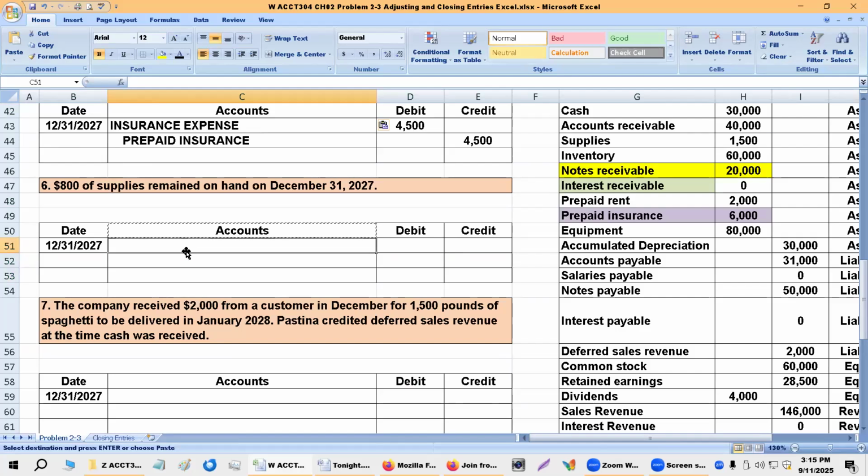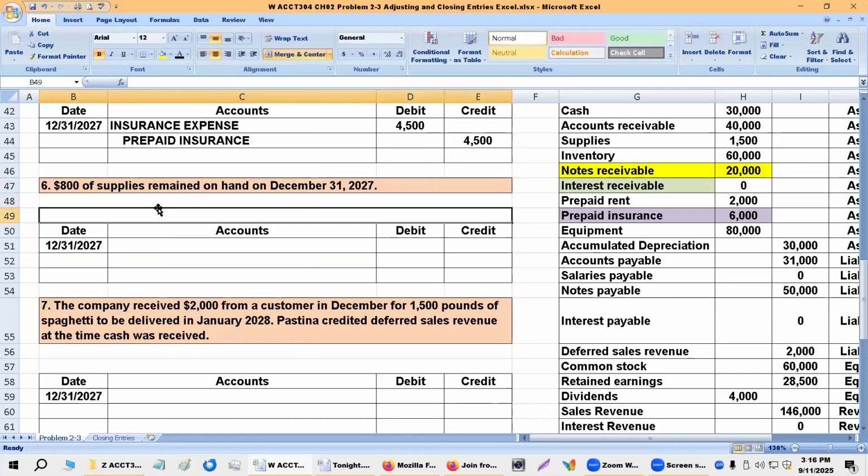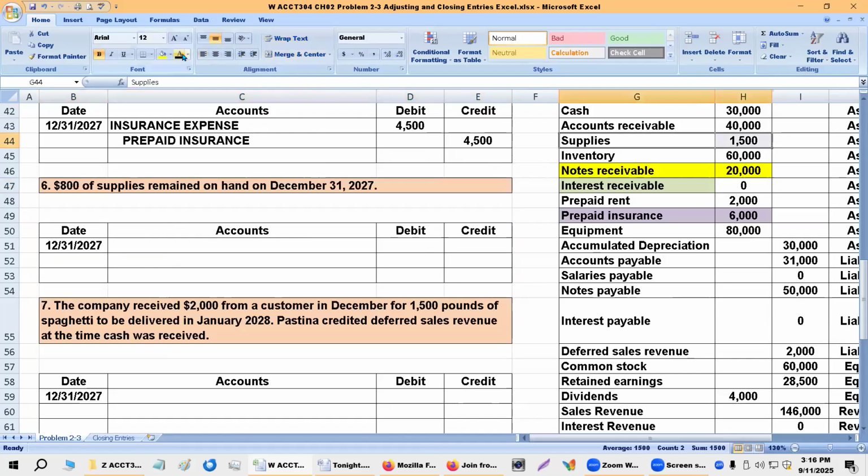Supplies. Inventory accounts are common ones, inventory of anything. There's an inventory of supplies. They're a common one to have to adjust. So someone goes out and they say, "Count the supplies that we have," and they come back and say, "There's 800 of supplies." Okay, so here's our supplies. We have 1,500 of supplies, but there's only 800 left. So how much of the supplies did we use?